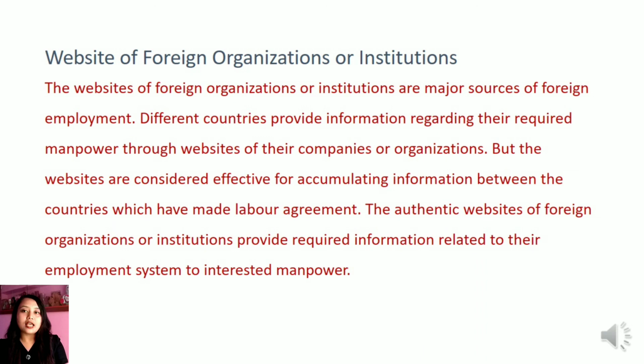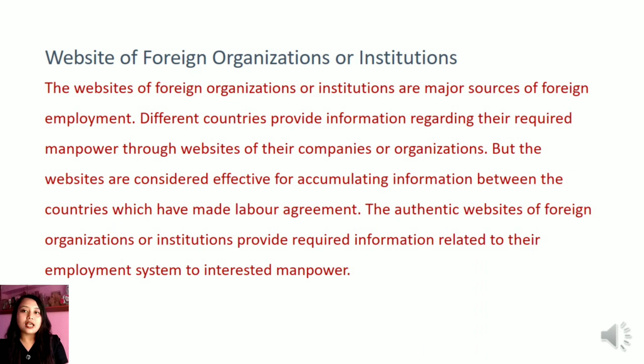So if you go through the website directly, you can communicate directly with the foreign employers, and there is no need for manpower companies in this context. But if you don't know the website, or how to visit it and get the employment opportunities, then you have to seek help from manpower companies, and they will help you get the job that you want. That is the main theme of the websites of foreign organizations.